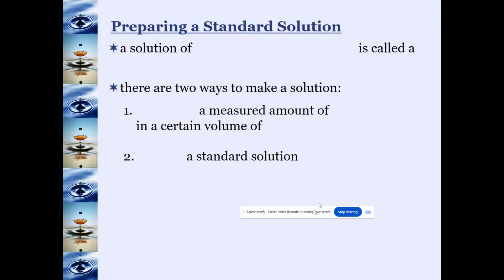Hello and welcome to this video for Chemistry 20, the Solutions unit. This is the second lesson in the Solutions unit where we are going to learn how to prepare a standard solution, and there's two methods that we're going to talk about.